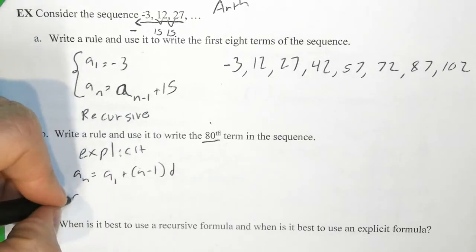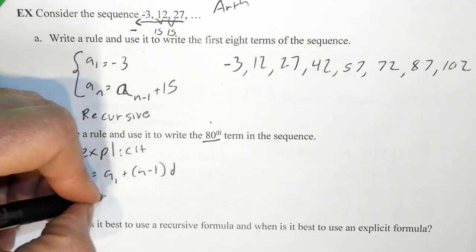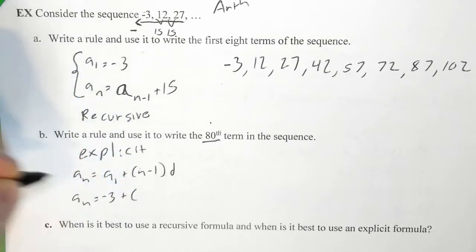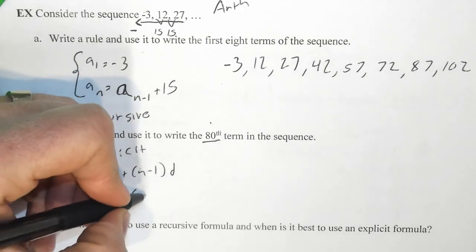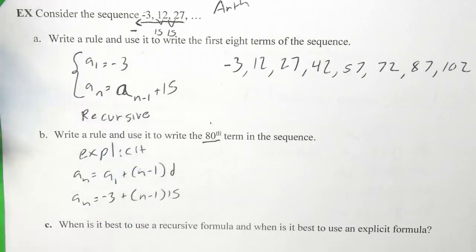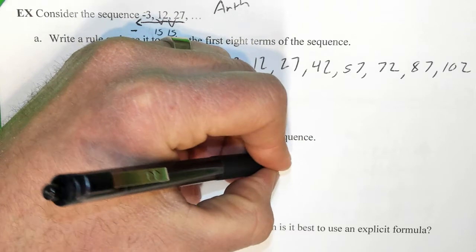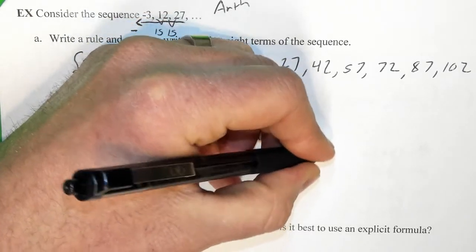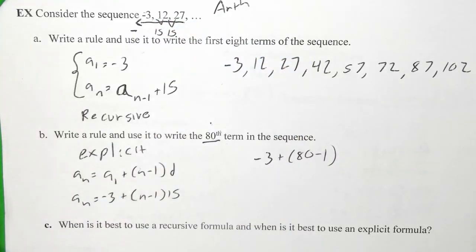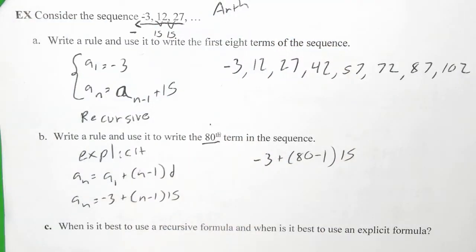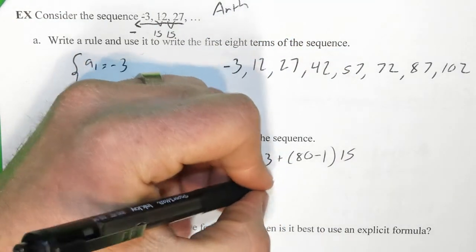So our explicit formula for this problem is going to rely on the same two numbers, -3 and 15. But the way you work with them is different, and that is the key thing. If I am interested in the 80th term, all I need to do is plug in the number 80, and I can calculate very quickly and easily what that 80th term is going to be.